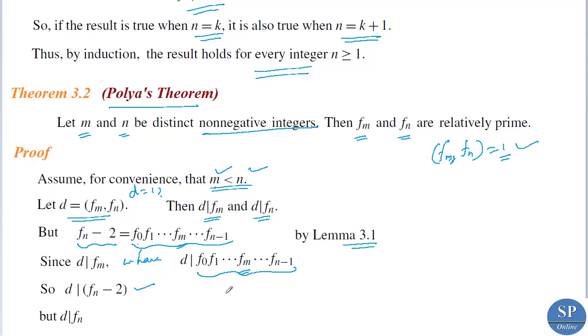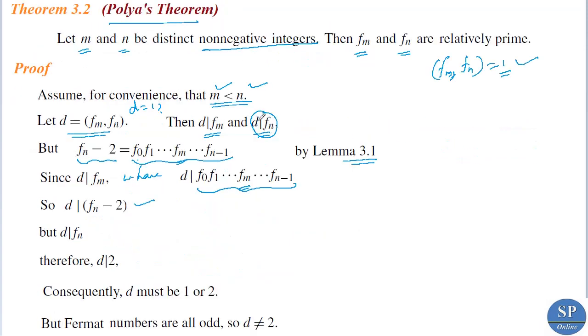We already know that d divides Fn. So since d divides Fn and d divides Fn minus 2, we have d divides 2. So d may be only 1 or 2, because the divisors of 2 are 1 and 2. So d must be either 1 or 2.